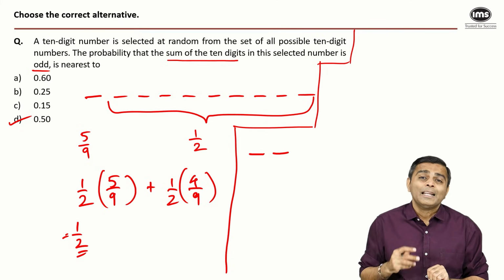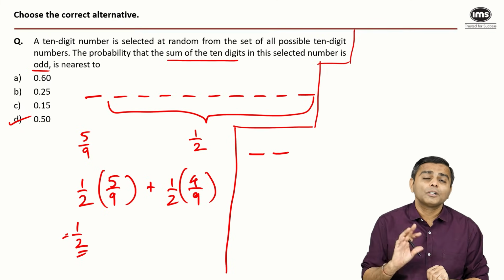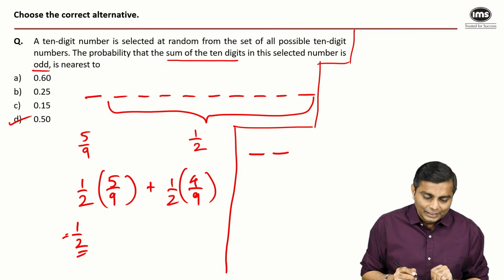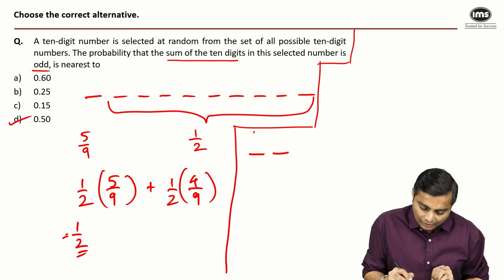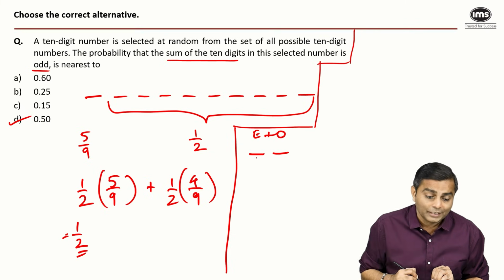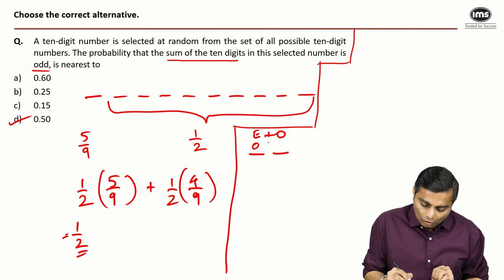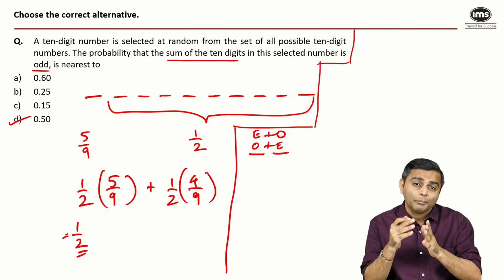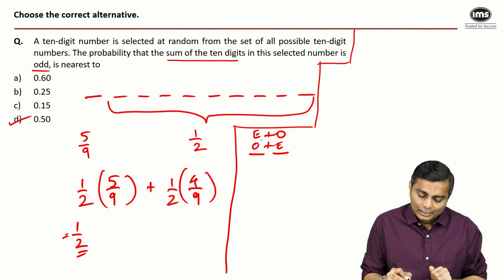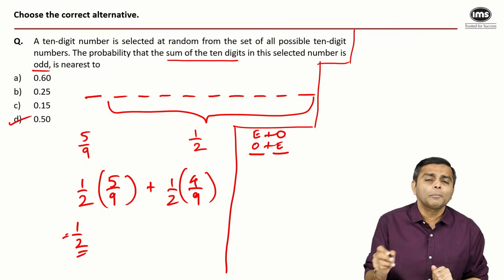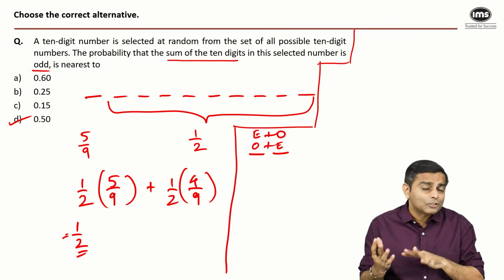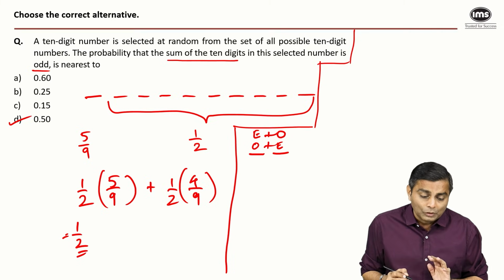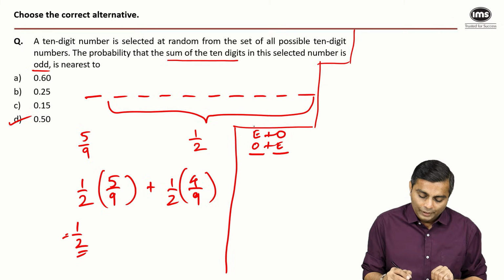So if I just have to explain one more method, 2 digits. Now, we want the sum of the digits to be odd. When will the sum of the digits be odd? When we have an even digit plus an odd digit, or an odd digit plus an even digit. So even plus odd will give us odd, or odd plus even will give us odd. Odd plus odd and even plus even both are going to give us even, so we are not interested there.